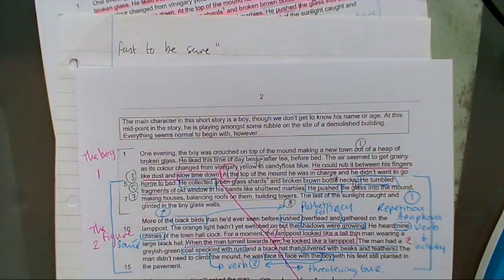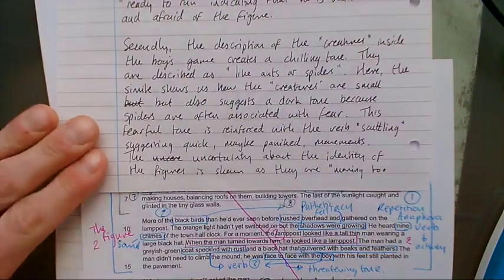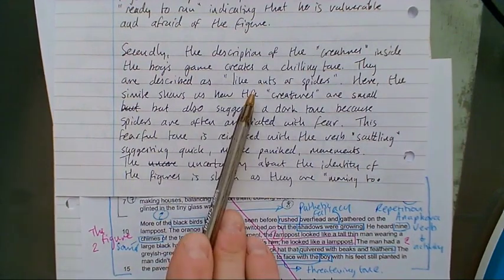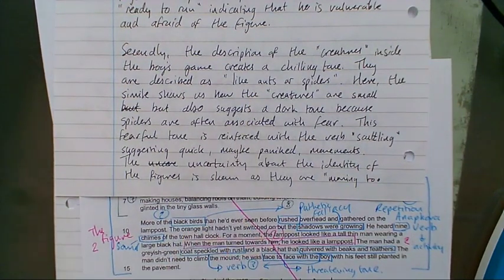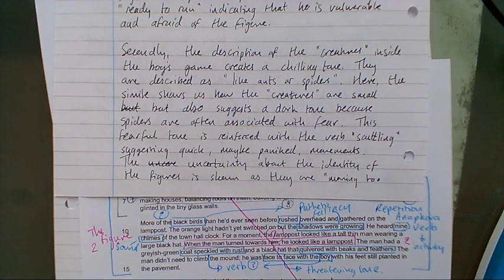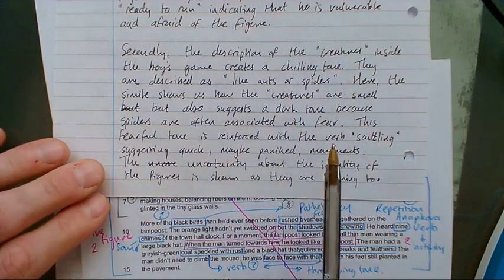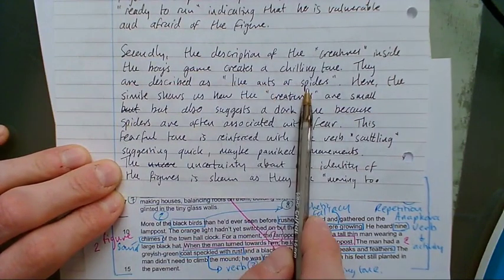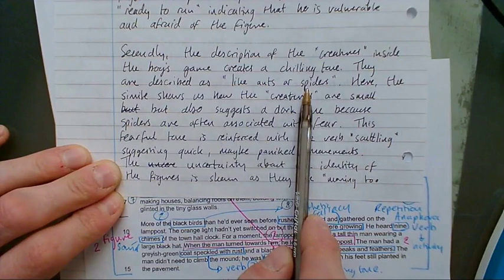Okay, so in this response I focused on a simile, and you'll often find yourself focusing on a metaphor or a simile in a writer's writing. Fiction writers and non-fiction writers choose their metaphors and similes very carefully. Metaphors and similes often show us something on the surface level, but they often suggest something a little deeper as well. So I think that the writer's use of ants and spiders here, the main thing that it's indicating is the size of the creatures in the boy's game.